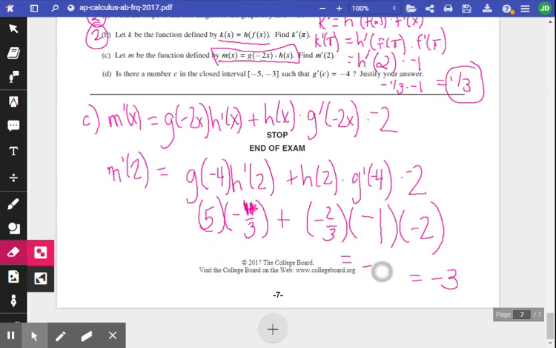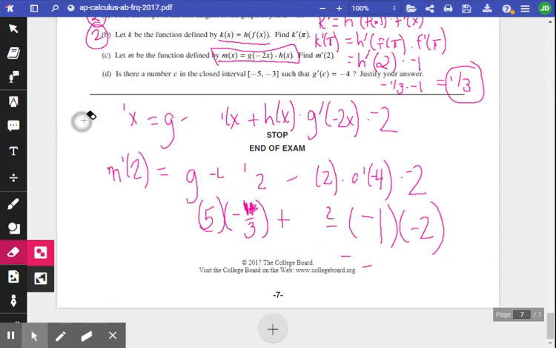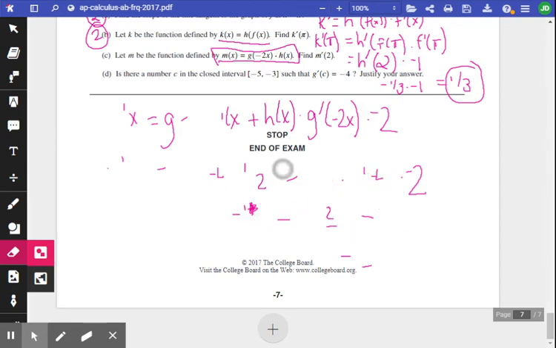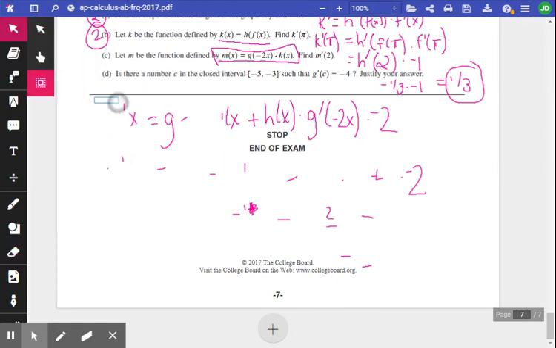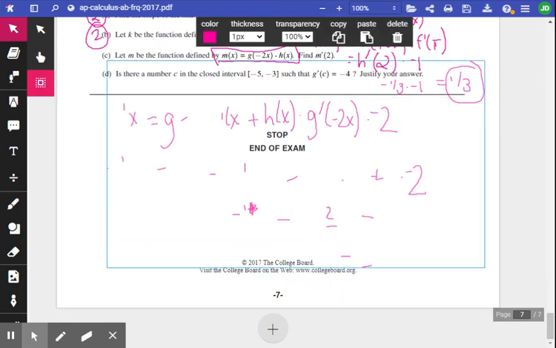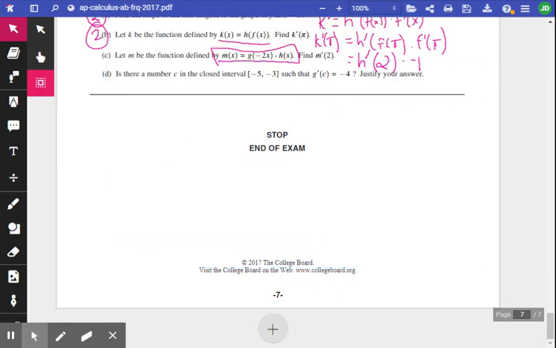All right, let's look at part D. Just give myself some space. Oh wait, I figured out how to do this. Hold on. There we go. Okay, part D.